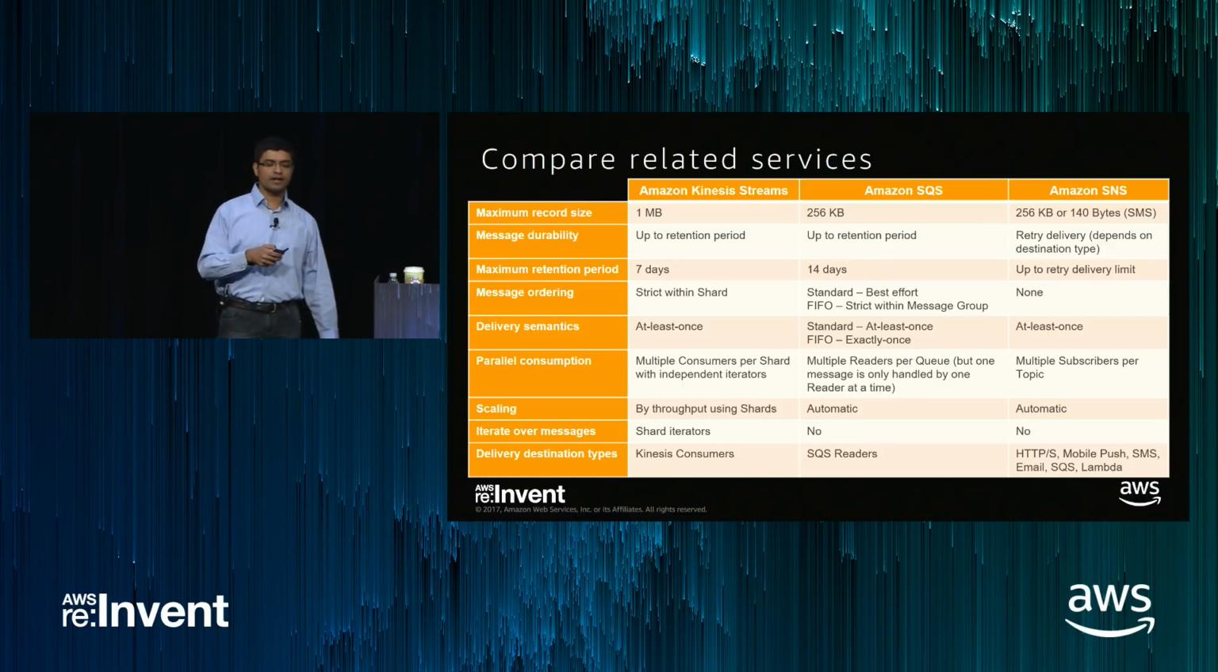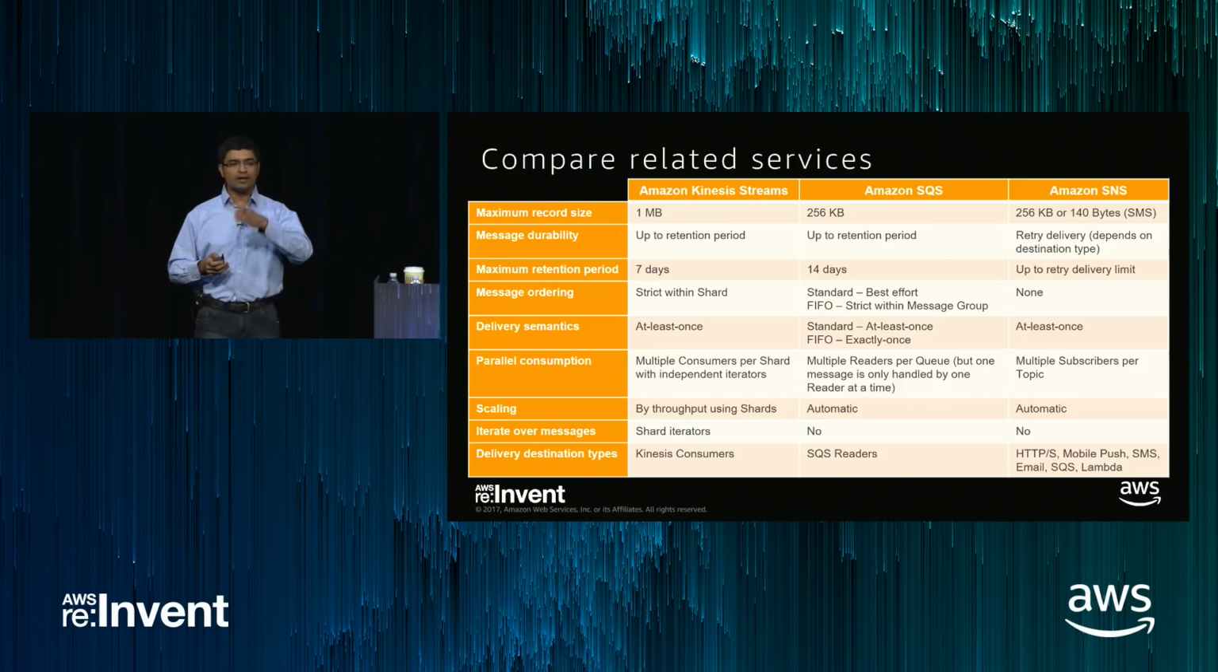Looking at other things like can you go forward and backward in time, Kinesis streams let you do that through what's called a shard iterator. So you can actually reprocess messages up to the retention period, while with SQS and SNS, once you get a notification, it won't be sent back to you again once you acknowledge it successfully, right? So keep that in mind.